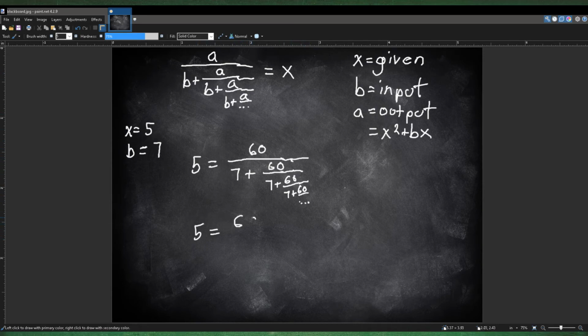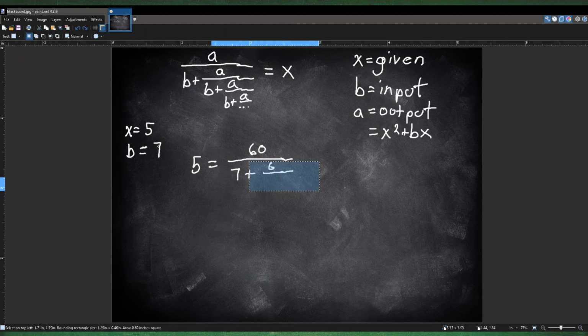5 equals 60 over 7 plus... Remember, this part just comes out as 5. So that's 60 divided by 12, which is equal to 5. So that's true. So we know that our example is true. So that works out really well. So that is how you would generally be able to do it.